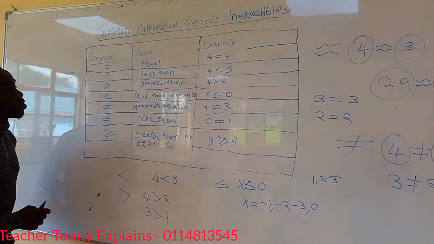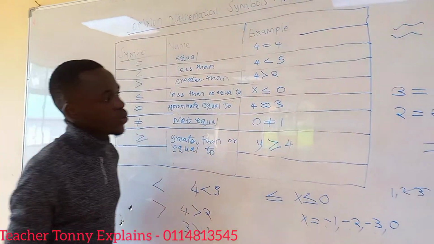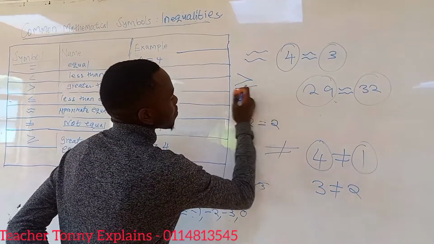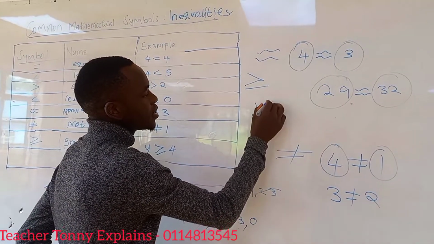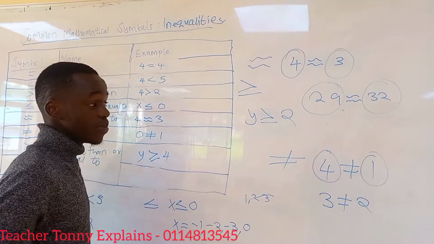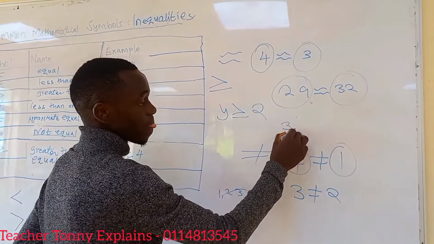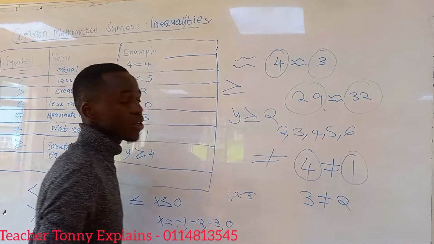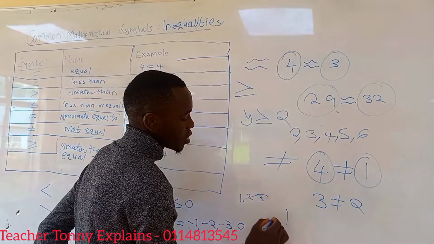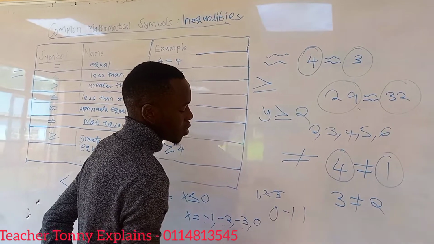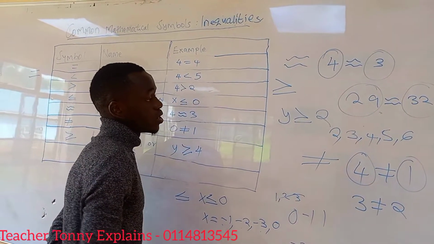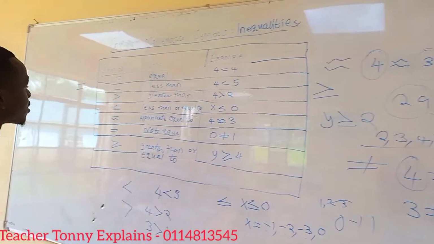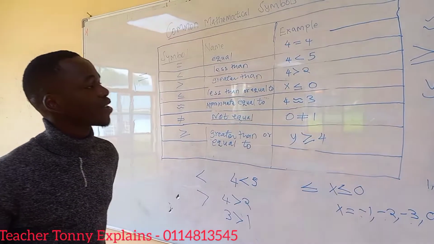The last symbol is greater than or equal to, which is denoted by this symbol. For example, we're going to have y is greater than or equal to 2. So that means y can be 3, 4, 5, and 6, whereby 2 is also included. But y cannot be 1, negative 1, it cannot be 0, it cannot be negative 3. So this symbol actually defines those simple examples that I've given you.